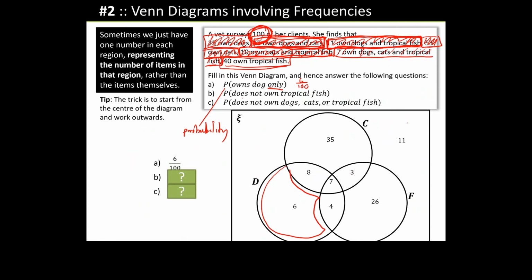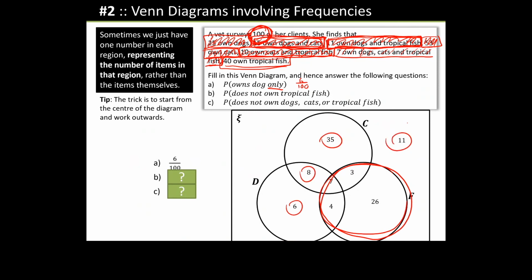Then it says probability that does not own tropical fish. So first of all, look at where tropical fish is. So here's tropical fish. And does not own tropical fish means everything outside it. So we're then looking at this, this, this, as well as that, because they are all the people who do not own a tropical fish. So we add them all up. 35 add 11, that's 46. Add 8, which is 54. Add 6, which is 60. And 60 over the total, 60 over 100 is our answer. There.